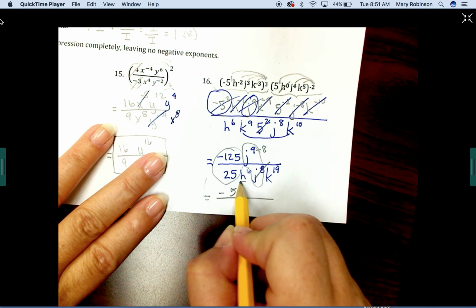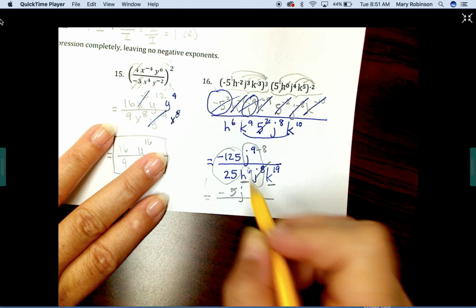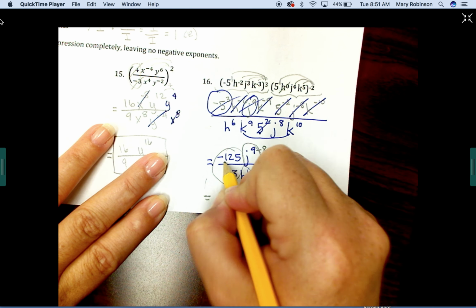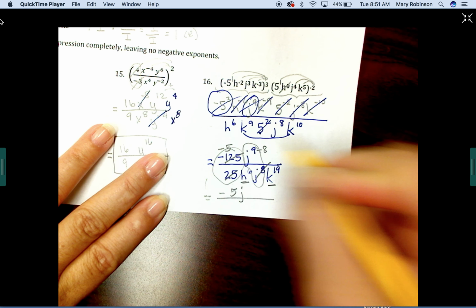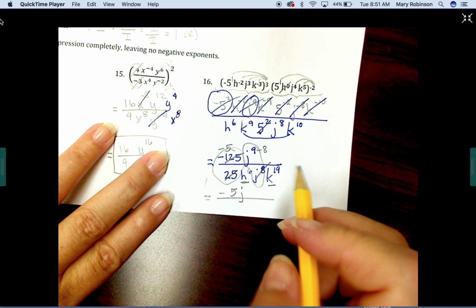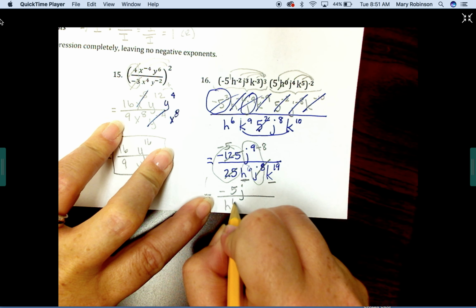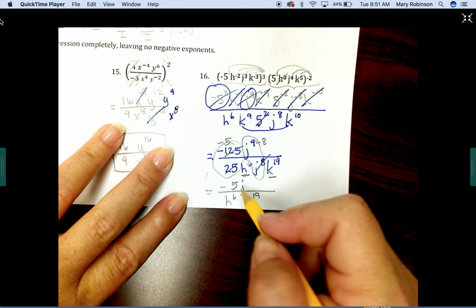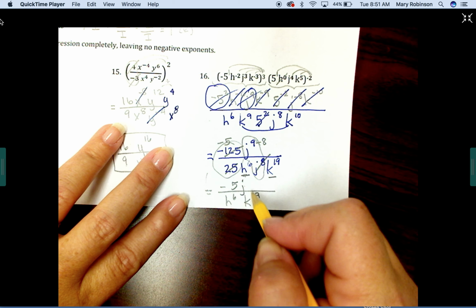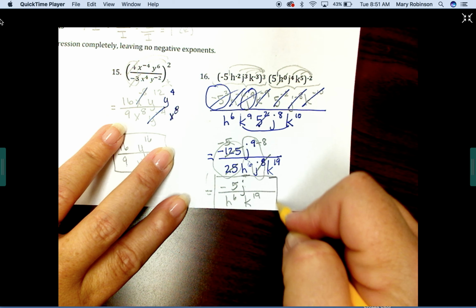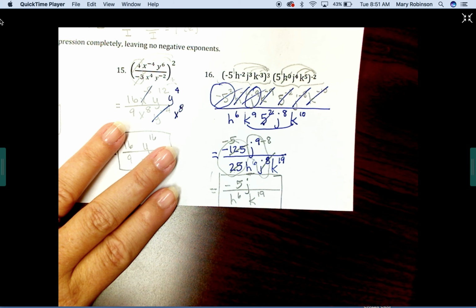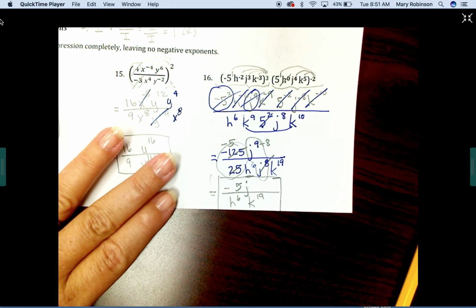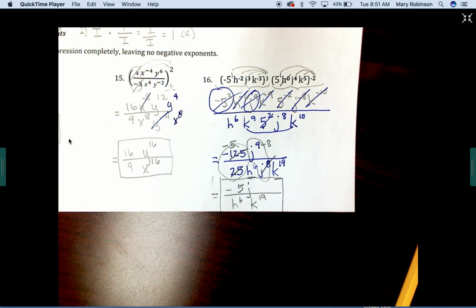In my denominator, I have an H and a K left. Remember, the 25 went into here. So that's no longer there on the denominator. All I have left is H to the 6th power and K to the 19th. I am done because I have no variables in common in my numerator or denominator, and my numbers have been reduced. So that concludes the key to the test review.